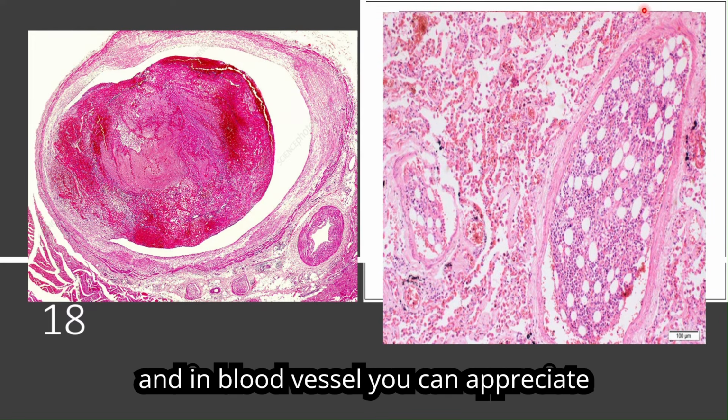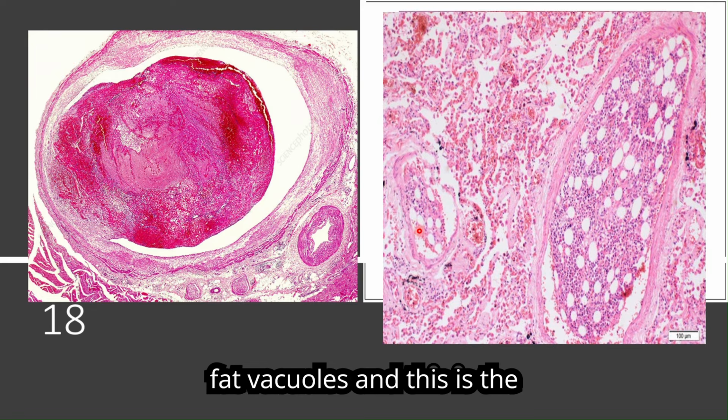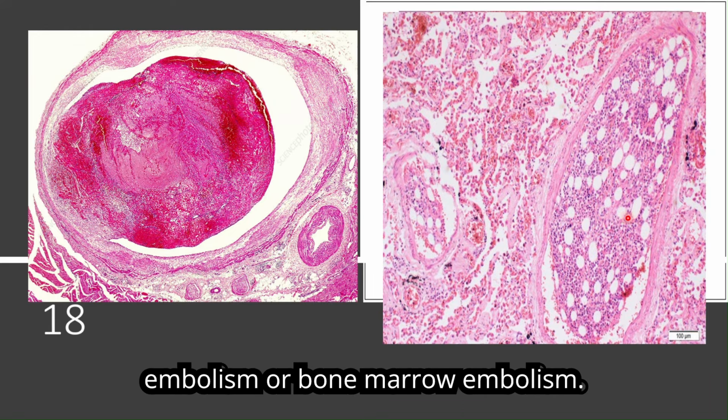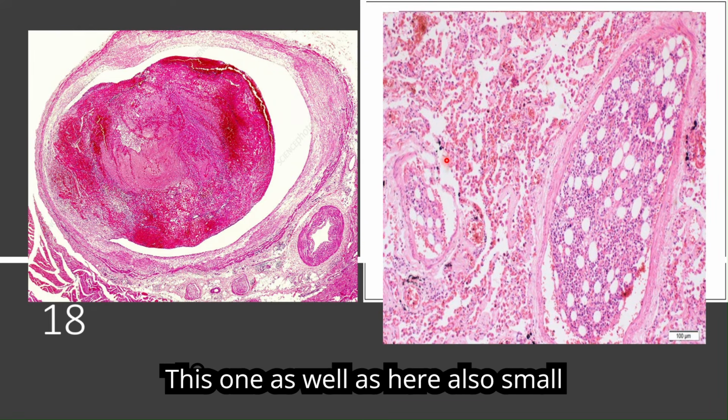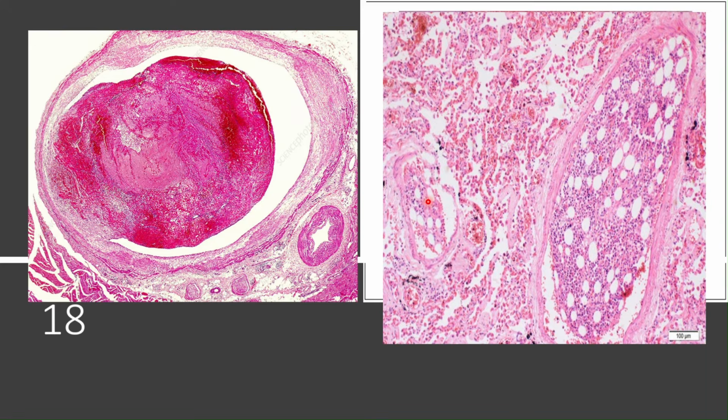Here this is the lung, and in the blood vessel you can appreciate fat vacuoles, and this is a blood vessel containing fat embolism or bone marrow embolism. This one, as well as here also, a small vessel containing embolism.